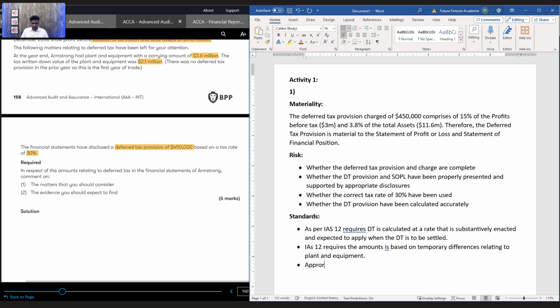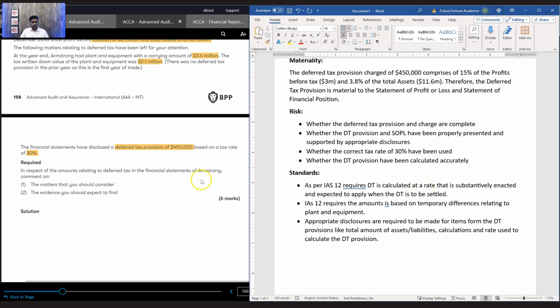Appropriate disclosures are required to be made for items forming the deferred tax provision, right? So you need to make appropriate disclosures, like the total amount of assets or liabilities, calculations and rate used to calculate the deferred tax provision, etc. These are the disclosures that you are required to make.